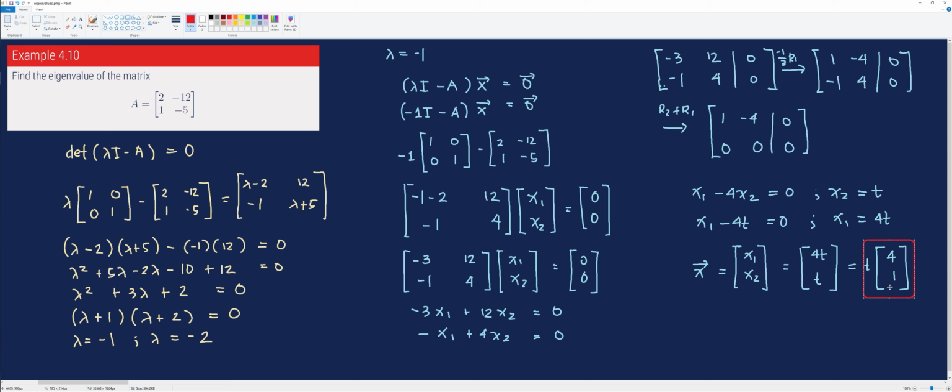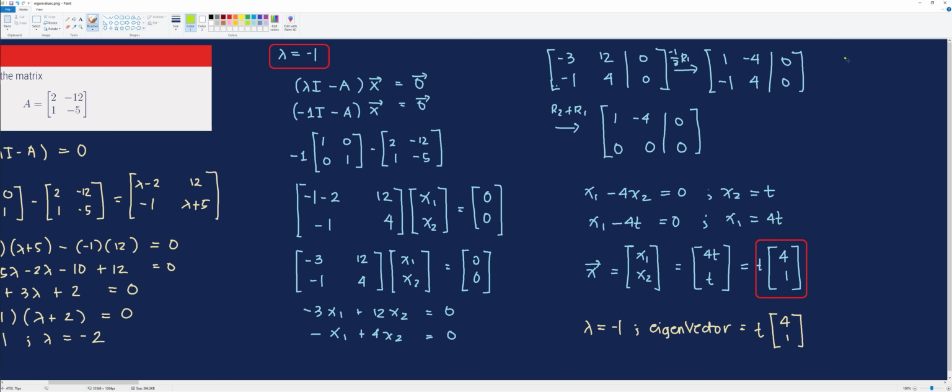In other words, the eigenvector of the matrix associated with the -1 eigenvalue, this one, is the non-zero scalar multiple of the vector 4 and 1. So we may write it here. For lambda is equal to -1, the eigenvector is the non-zero scalar multiple of 4, 1. We may write t here to indicate the multiplier or the scalar multiplier of this eigenvector.